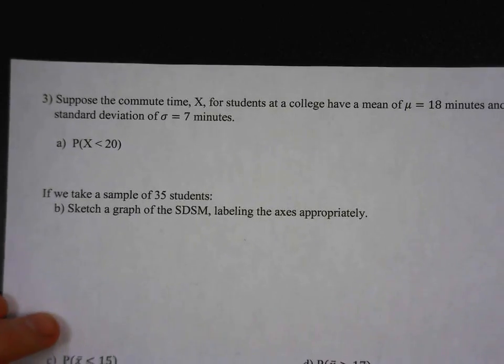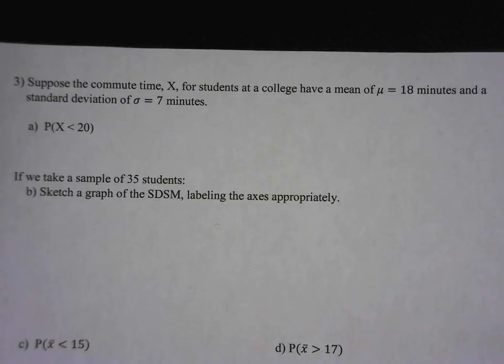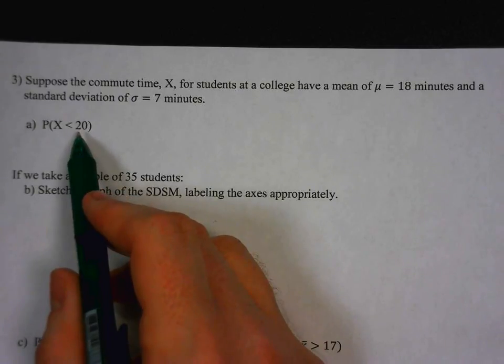Okay, so if we look at the last example here, suppose the random variable x is our commute time for students at a college, with a mean of mu equals 18 minutes and a standard deviation of sigma equals 7 minutes. We want to find the probability that x is less than 20.